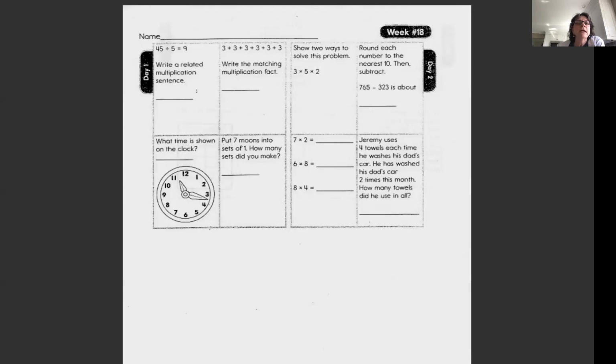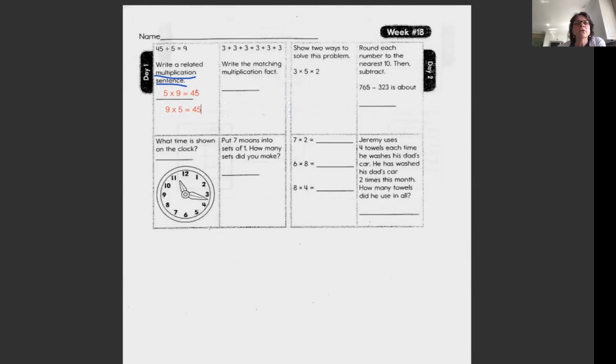It says, write a related multiplication sentence. So the division sentence is 45 divided by 5 equals 9. Now, I think it's really important to underline a related multiplication sentence. They don't want a related division sentence. So what multiplication sentence could I write? I could write two different ones, actually. So I could write 5 times 9 equals 45. But I could also switch my factors around and write 9 times 5 equals 45.